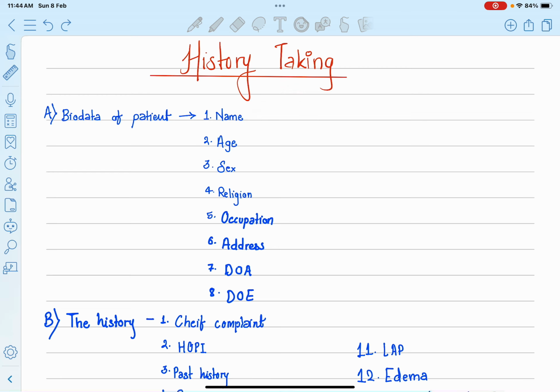So name is important because you should identify your patient. Age is important because some diseases are very specific to age, like some diseases are seen in only neonates or infants and some diseases are seen in old age. So it is also important to mention age. Sex is also important because if your patient is female, then you have to ask her about menstrual history. So it is also important. Religion is also important because some diseases are related to religious things like diet and personal hygiene things and everything.